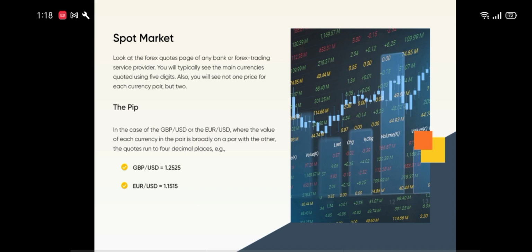The pip. In the case of the British pounds or United States dollars, or the euros or United States dollars, where the value of each currency in the pair is broadly on a par with the other, the quotes run to 4 decimal places. For example, British pounds or United States dollars equals 1.2525. Euros or United States dollars equals 1.1515.